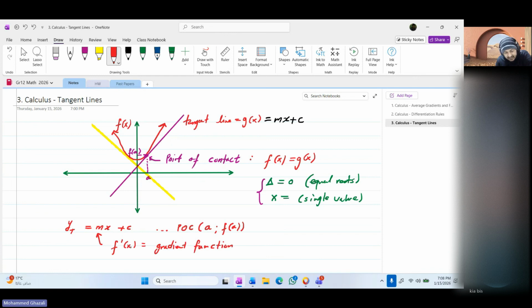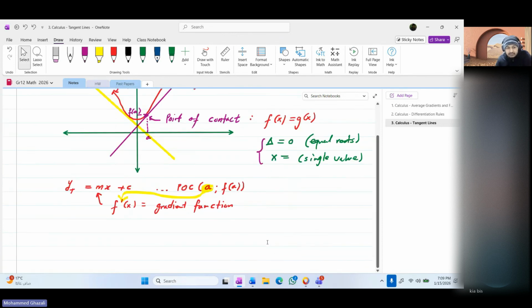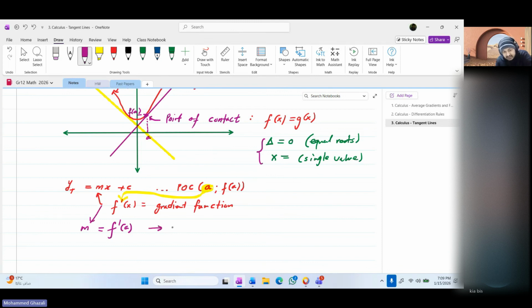If you find f prime x, you will get a gradient function. But now, if you substitute the value of a inside f prime x, you are going to get a gradient. You are going to get something called an instantaneous gradient. So you'll get f prime a, which is equal to m, and it's the same m value there, right? So what is this giving us?